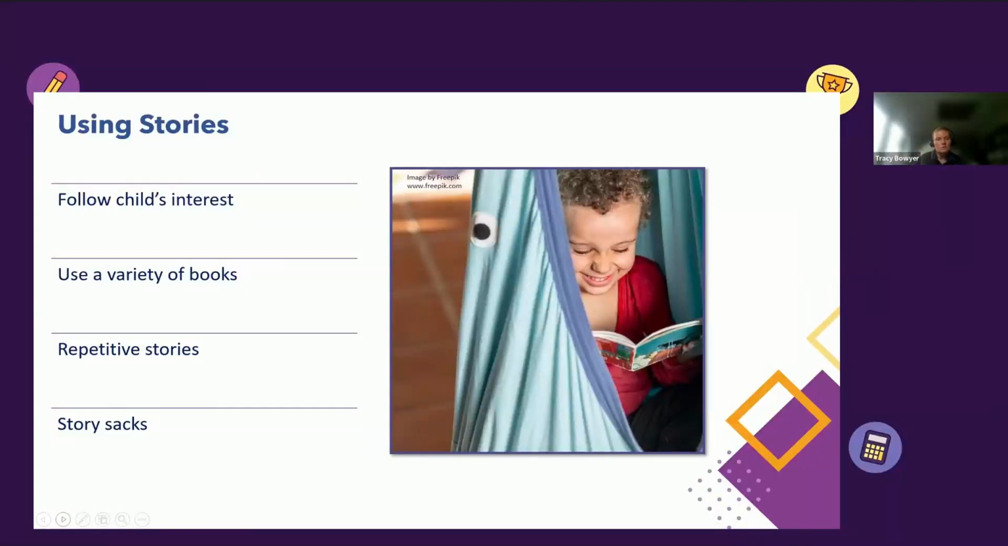When we're using stories, it's always easier if we use stories that our children are initially interested in, so if they've got a specific topic. It doesn't have to be a book either. Make your own stories or be creative with your stories, and use a variety of books as well. Again, repetitive type stories can be quite helpful. Story sacks can be really helpful as well, and like I say, multi-sensory in terms of the use of stories.